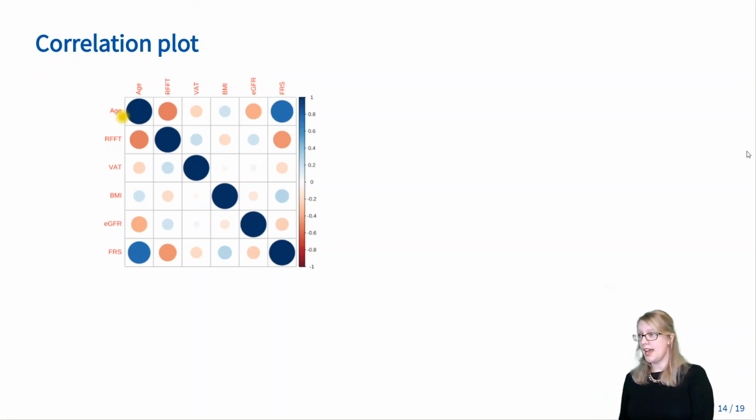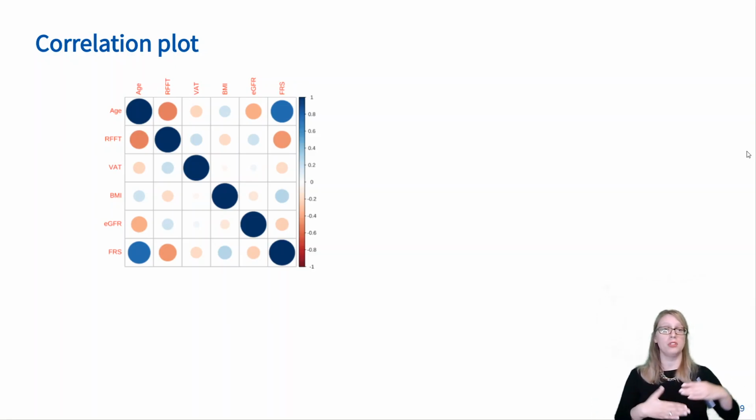Now, looking at the diagonal element of this graph, what you're seeing here is that there's a perfect correlation between age and age. That's indicated by the size of the circle. The size of the circle corresponds to the magnitude of the correlation. The color corresponds to the direction. So blue is a positive correlation, red is a negative correlation. So there's a perfect correlation between age and itself. That makes sense. There's a perfect correlation between all of the variables against themselves.